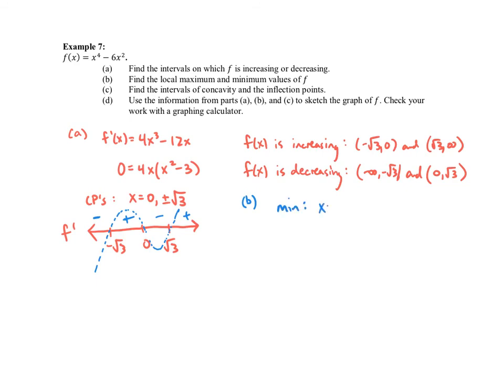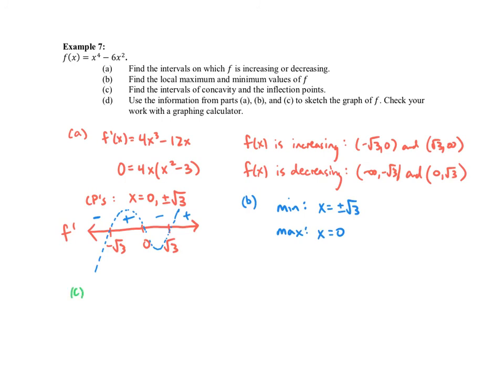There's two of them. It will be x is equal to either positive or negative root 3, because we can see again here on our sign chart, we can see the sign change to produce the minimum. And then for the maximum, we just have one value. It's going to be when x is 0 because there's a sign change from positive to negative. All right, let's move on to part C.